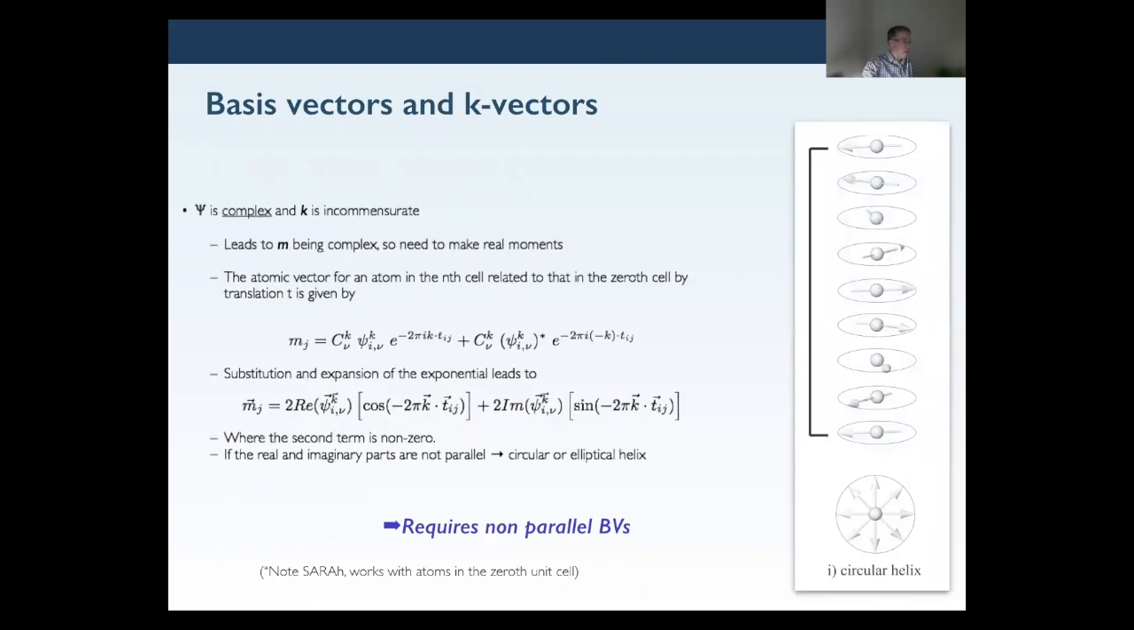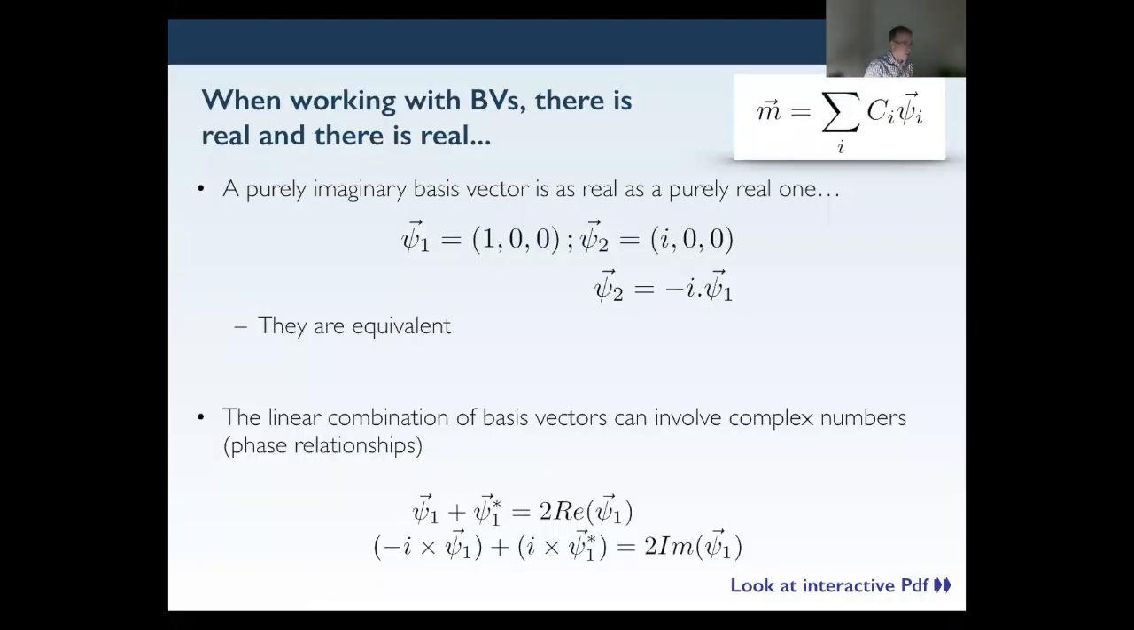We've seen that the basis functions could be complex and commensurate things. We can make helix structures, circular or elliptical, and this requires non-parallel components in those basis functions. We can work with basis functions that are complex or real, and we have to remember the relationship between imaginary and real basis functions. And we have to remember that basis functions are combined according to this simple linear summation. We have this coefficient. Just as the basis functions can be real or complex, so can that coefficient. The important thing is in the end of the summation that we finish with magnetic moments that are real.